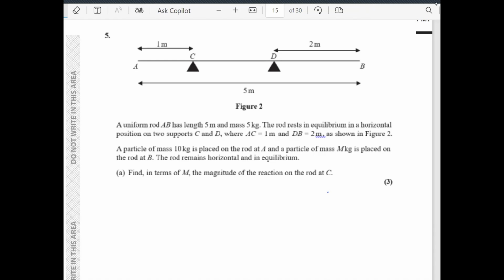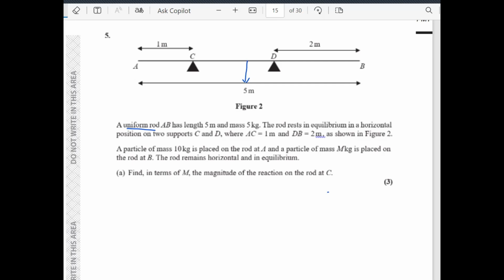Here, a uniform rod AB has length 5 meter and mass 5 kg. Uniform rod means the weight will be acting exactly at the center. So this is a 5-meter rod, and the weight will be acting exactly at the center, that is 2.5 meter from A. So from A 2.5 meter, we will be having the weight acting downwards.